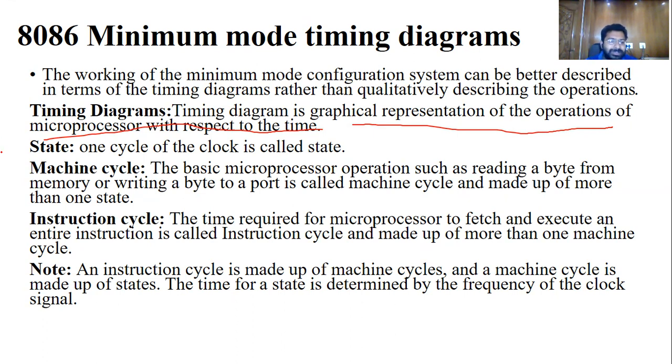So now you can remember this. You are frequently using this now: T state, machine cycle, instruction cycle and all. One machine cycle is nothing but, for a read operation, the microprocessor performs 4 clock cycles. You can call it one machine cycle.